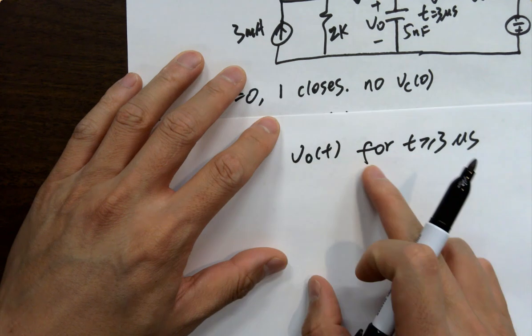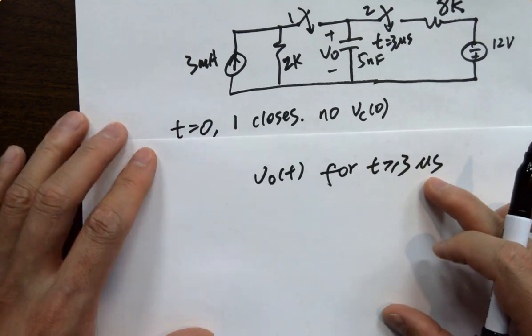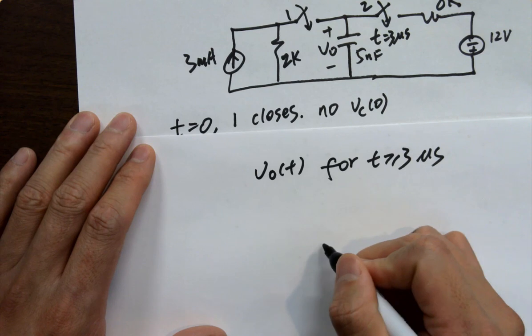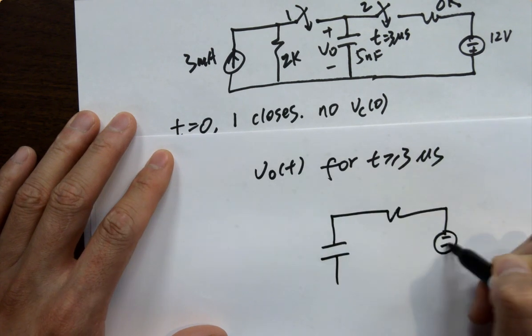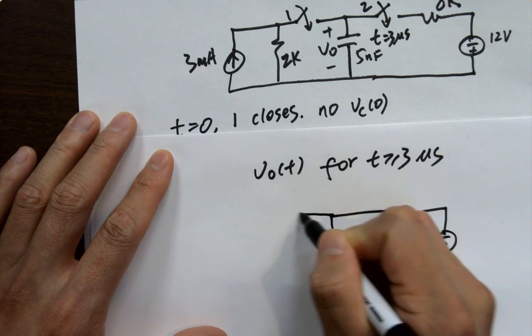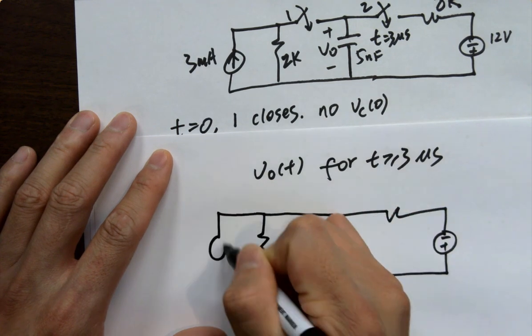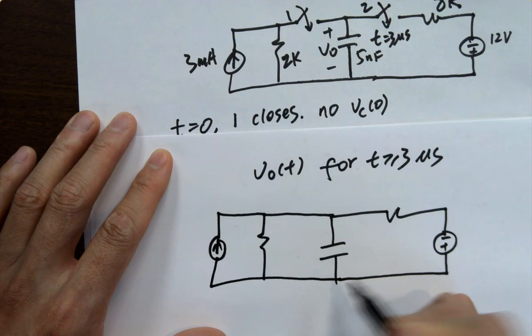So for this, when t is larger than 3 microseconds, the circuit looks like this. Everything's engaged.